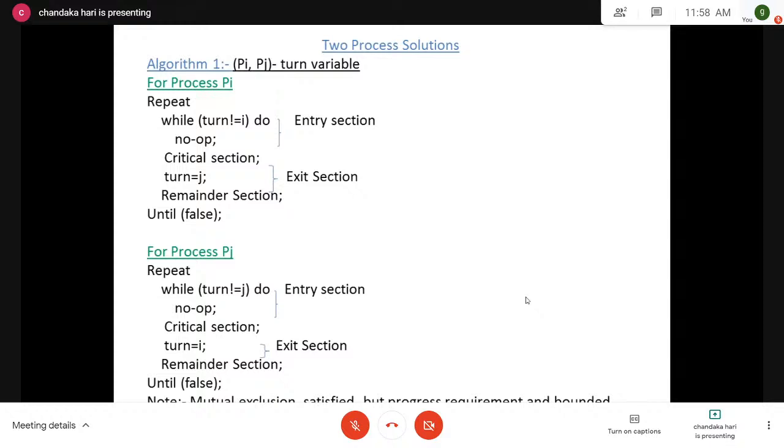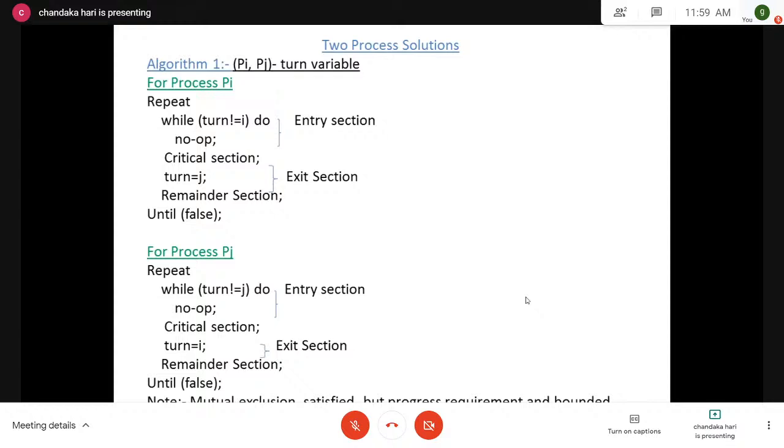And in case turn is equal to i, immediately you are allowed to enter into the critical section. Once your execution is complete, you need to release the resource. That is, you immediately make turn j and give an indication to process Pj: come on, you are allowed to continue. The remainder section can be continued at any moment of time. This is called the entry section, and this is the exit section. You may call it the locking section and the unlocking section.